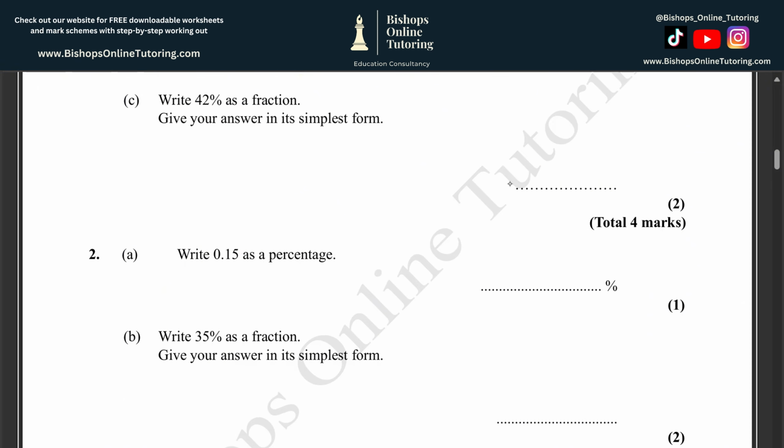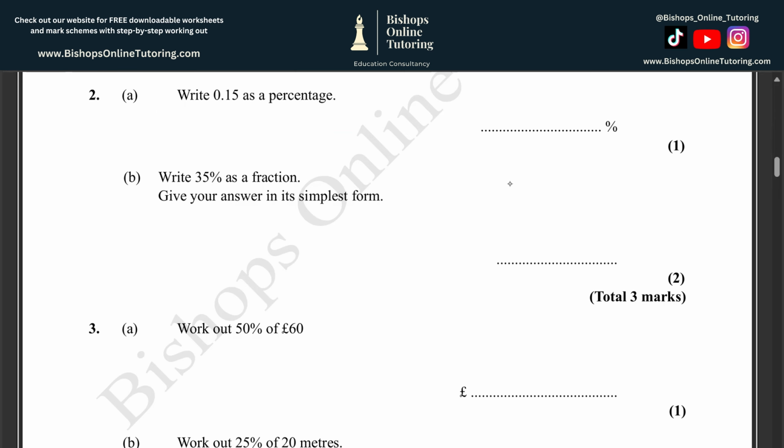Write 42% as a fraction, give your answer in its simplest form. Now 42% would just be 42 over 100. Now, seeing as both of those are even numbers, we can divide both of them by 2. So 42 divided by 2 is 21, and 100 divided by 2 is 50. Now, I don't think we can simplify this any further, so this would be our answer. 21 over 50.